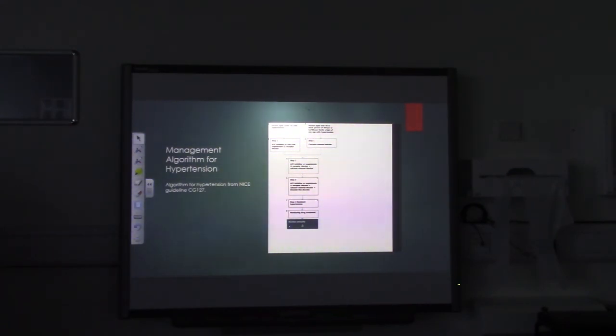Again, this algorithm on CG127 is interactive, and it allows you to click on each stage, and it gives you a good, clear, concise explanation for the strategies behind each stage of the management of hypertension.